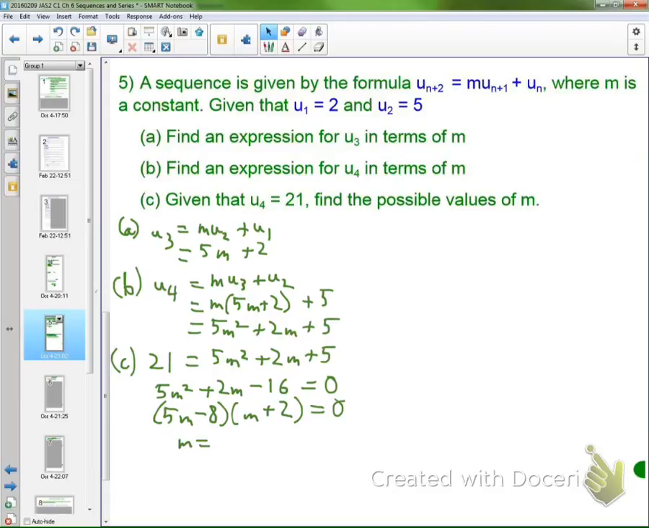So then we have that m equals negative 2 or 8 over 5. We don't know anything about m, it can be any real constant, so we have two values for m. Those are our possible values. And we're done with this question.